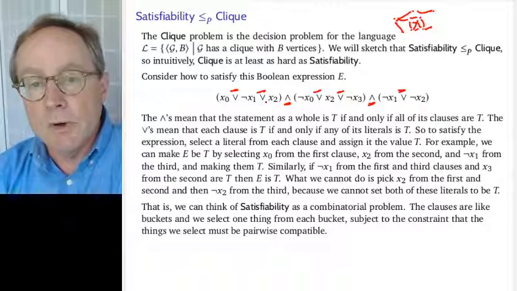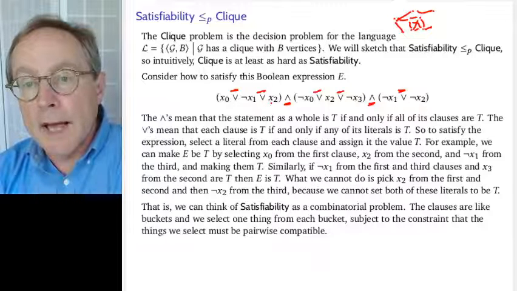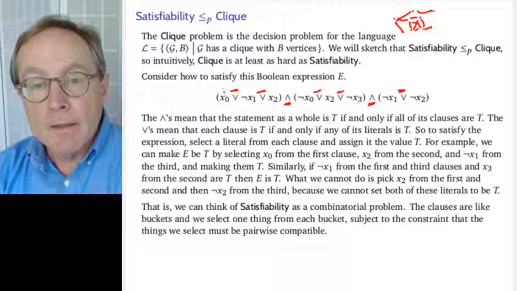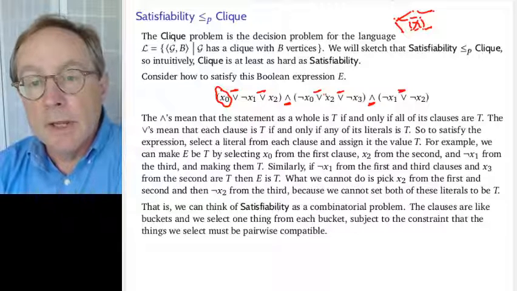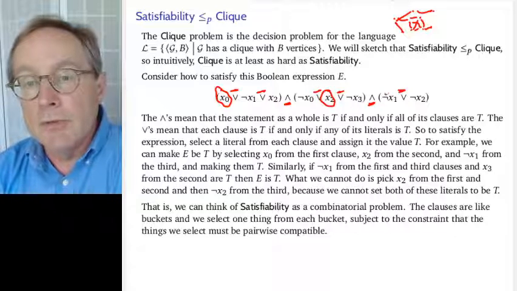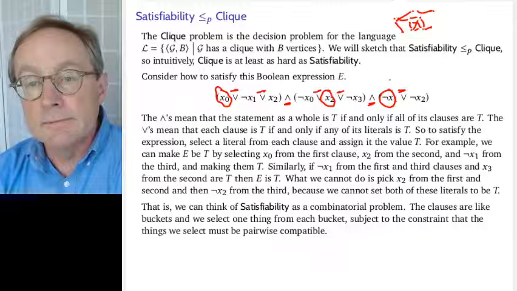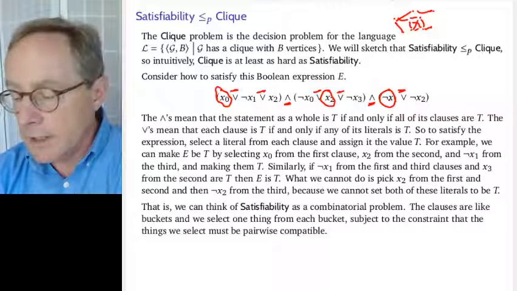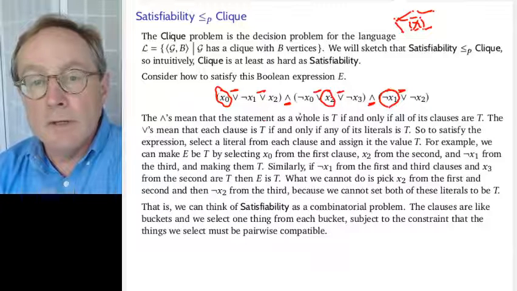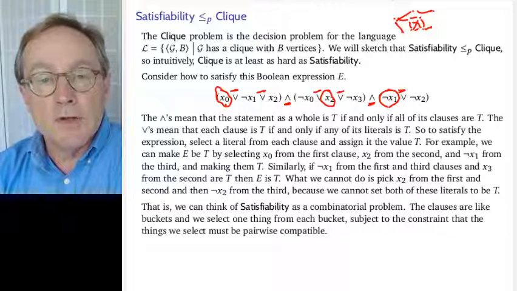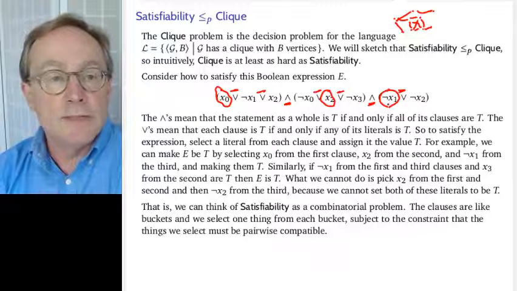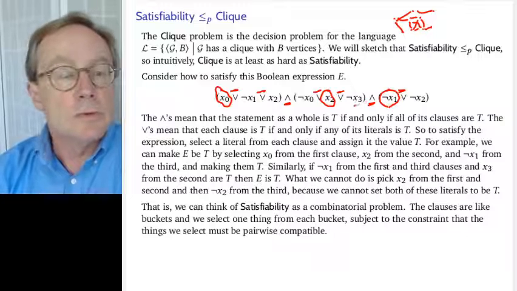So a person thinks, okay, let's see, from the first bucket I'll pull out x0. From the second bucket, how about x2? And from the third bucket, I'll pull out not x1. And so, yeah, that's good. That assignment, x0 assigned true, x2 assigned true, x1 assigned false, makes the expression as a whole true.